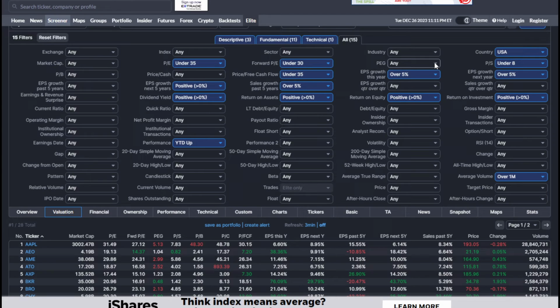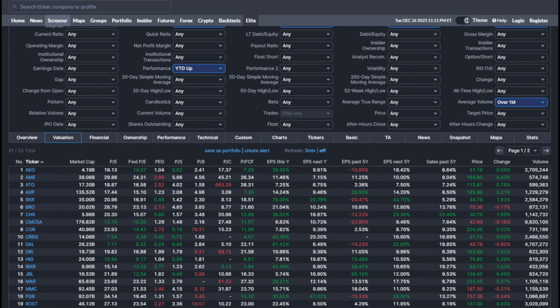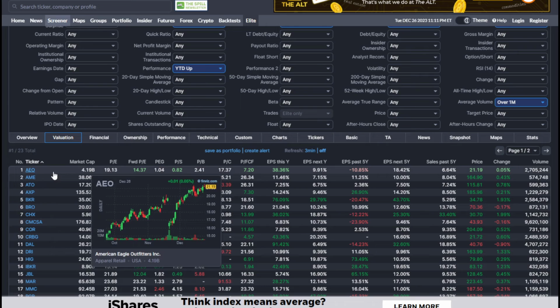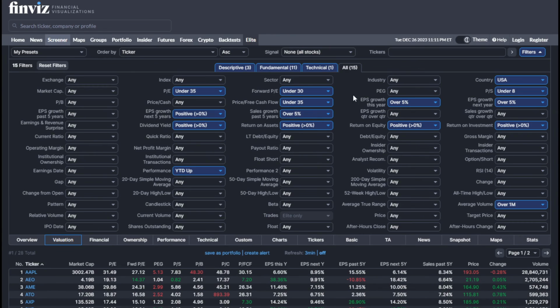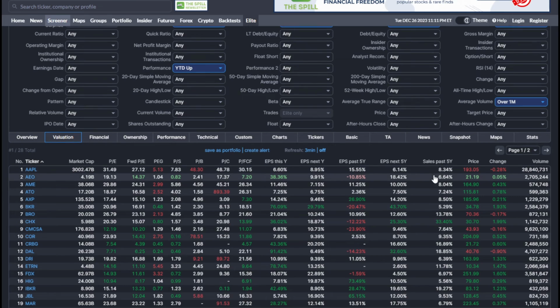I'll try the PEG. We want to be under... We only give the option because if you want to pay for it, you can customize this. Let's see what happens when we go under 3. And it takes us to 23, and fortunately Apple's not on there anymore, so let's remove that one. Okay, so Apple's still here.